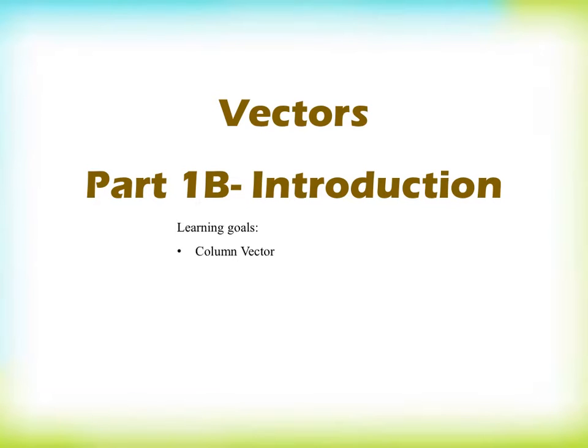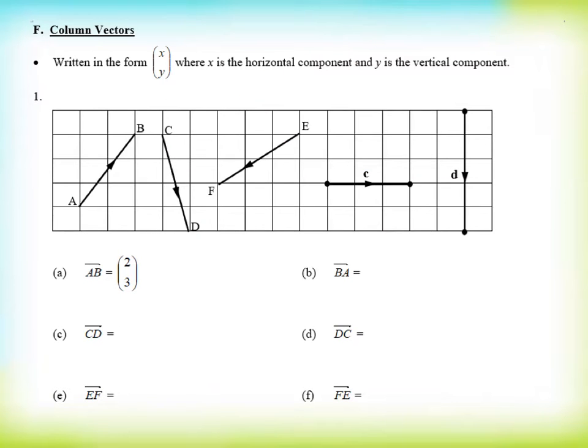Next part of the chapter, Vectors, Part 1b, Introduction. We're going to look into more of the column vectors for vector. Now, column vectors are written in the form (x, y), where x is the horizontal component and y is the vertical component. X means going to the left or right direction, and y means going in the up or down direction.